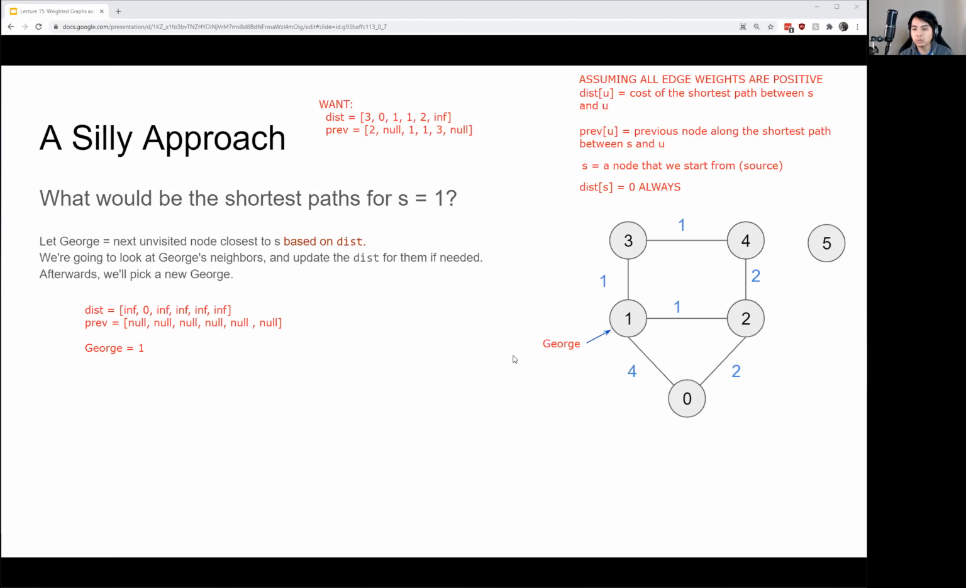Okay. Now we're going to look at all of George's neighbors and update distance for them if we need to. In other words, we're going to look at node 0 first and say that the distance to node 0 from node 1 will be, in this case, 4. We're going to update it because before, the cost to get to node 0 was infinity. So literally anything is better than infinity. So even though you can visually see that there's a cheaper path, the only path we know of so far that actually gets us from 1 to 0 is one that costs us 4. And we replace the corresponding null here with a 1.